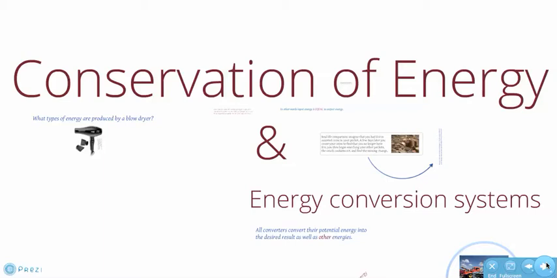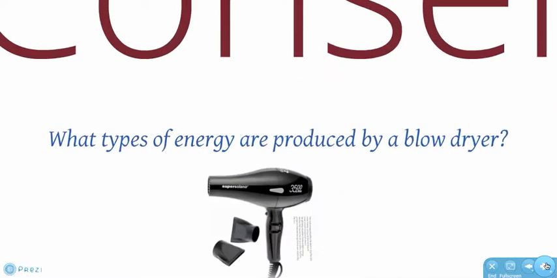So now we need to talk about the conservation of energy and conversion systems. Something that I want you to think about is what types of energy are produced by a blow dryer. So everybody knows the lovely hair blow dryer. It's what females use every morning and some boys do too. So we're going to talk about that just as an example, the types of energy that are going in and coming out.